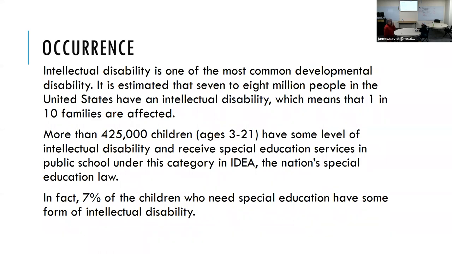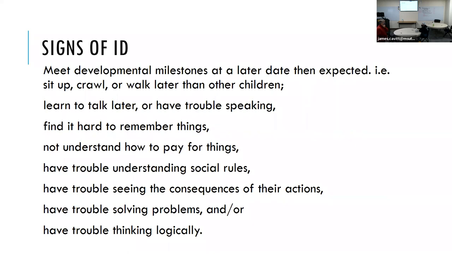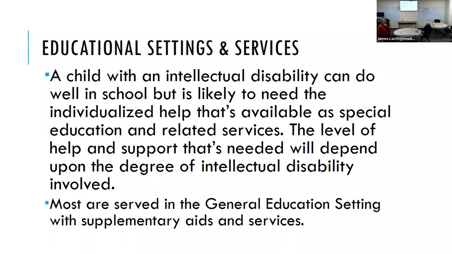It's important. Occurrence: it's about 2% of the population in general, and 7% of the special education population is served under intellectual disability. Here are some early signs. They don't meet their developmental milestones at the right time, and some other signs of intellectual disability. Educational settings run the gamut, from least restrictive, being the general ed classroom, to the most restrictive, being a separate classroom or a hospital setting.